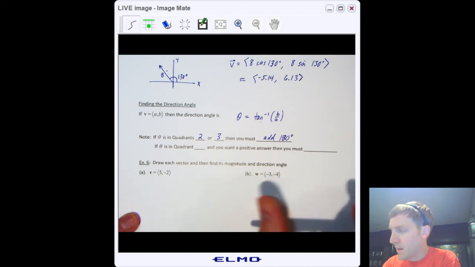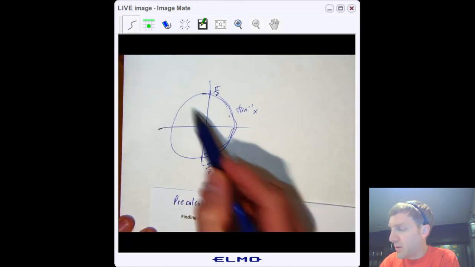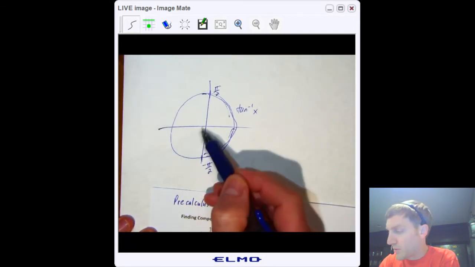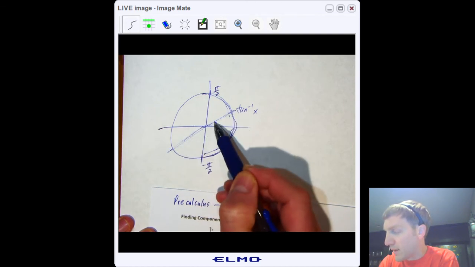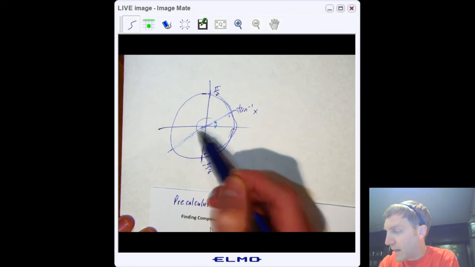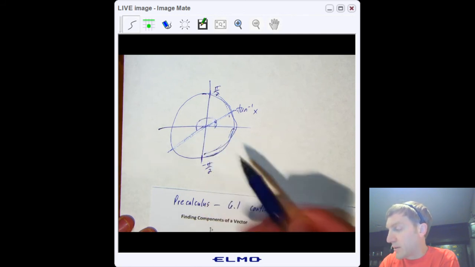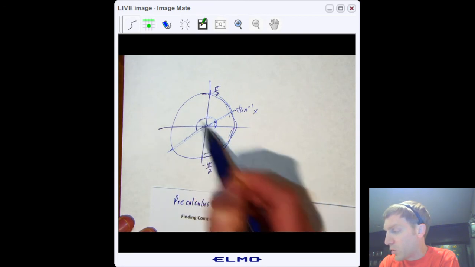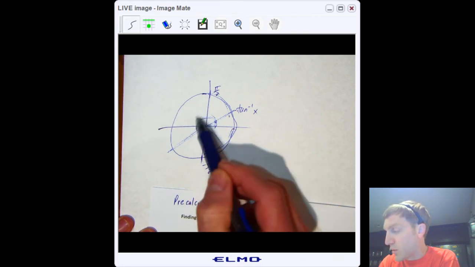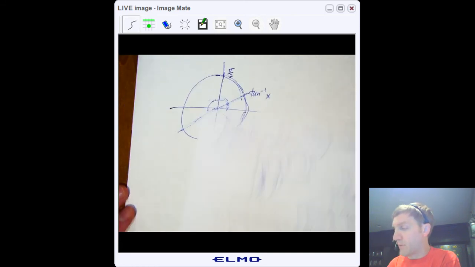But the reason is, again, let's say your vector is supposed to be here in quadrant 3. When you do inverse tangent, it'll give you an angle here in quadrant 1. So you have to add 180 to go halfway around the circle to get the correct angle, right? And likewise, if it's supposed to be in quadrant 2, it'll give you an angle in quadrant 4. You have to add 180 to go halfway around the circle.